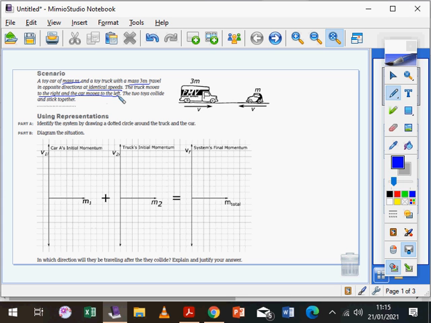Before we even look at any questions, if they collide and stick together, in which direction will the whole system move after they've collided? To the right. Yep, because the truck is bigger, right? Which of the two has larger initial momentum? The truck. Okay. Identify the system by drawing a dotted circle around the truck and the car. Okay, that is the system.